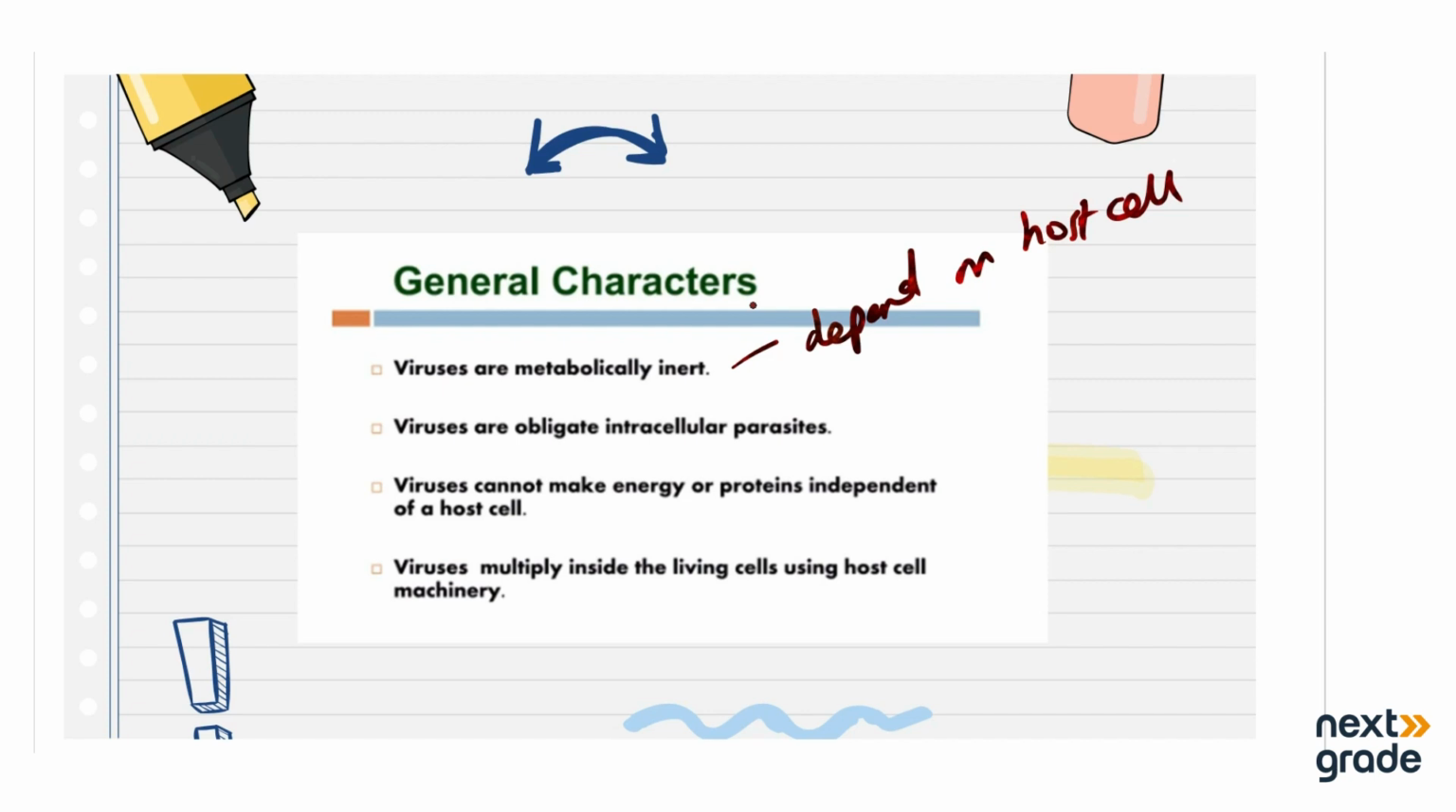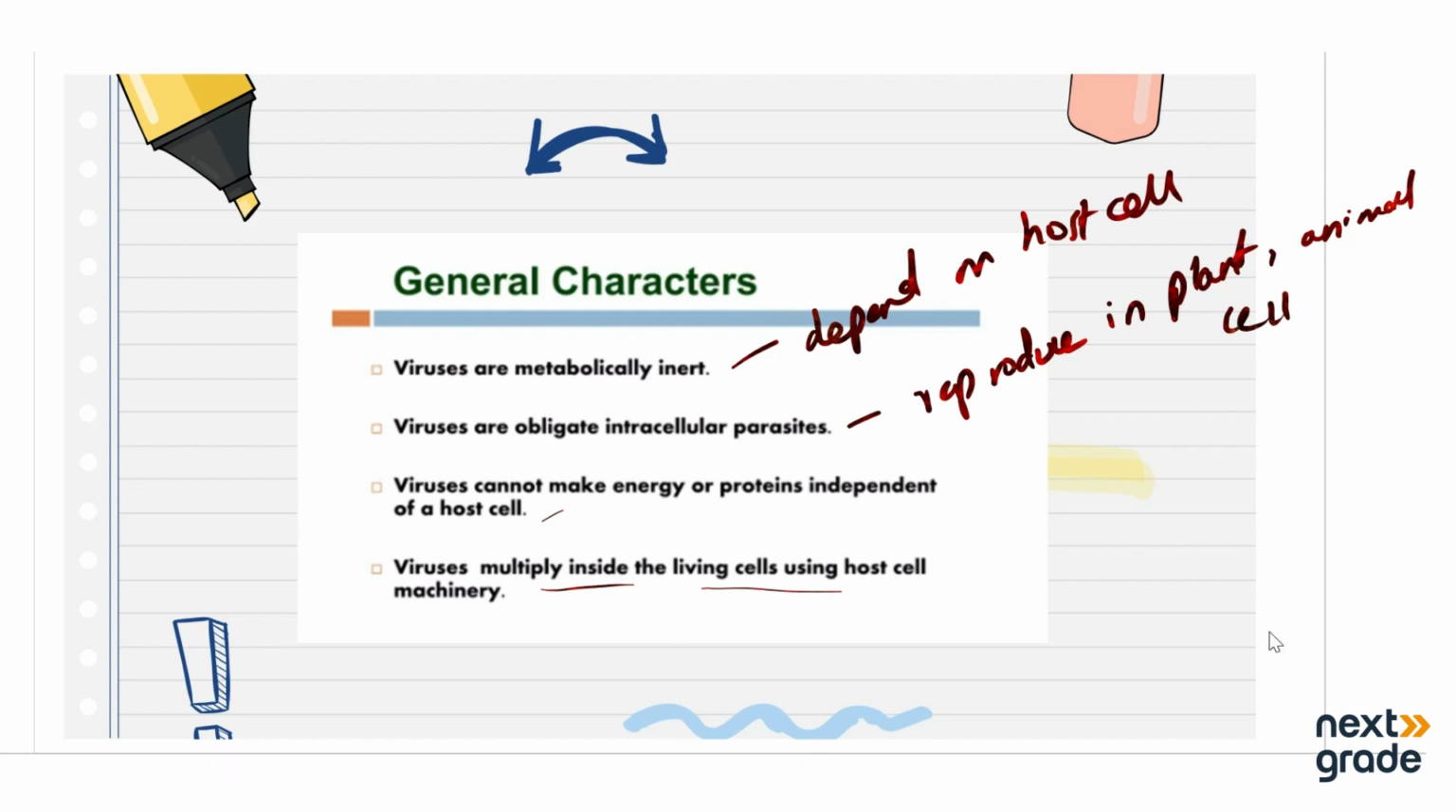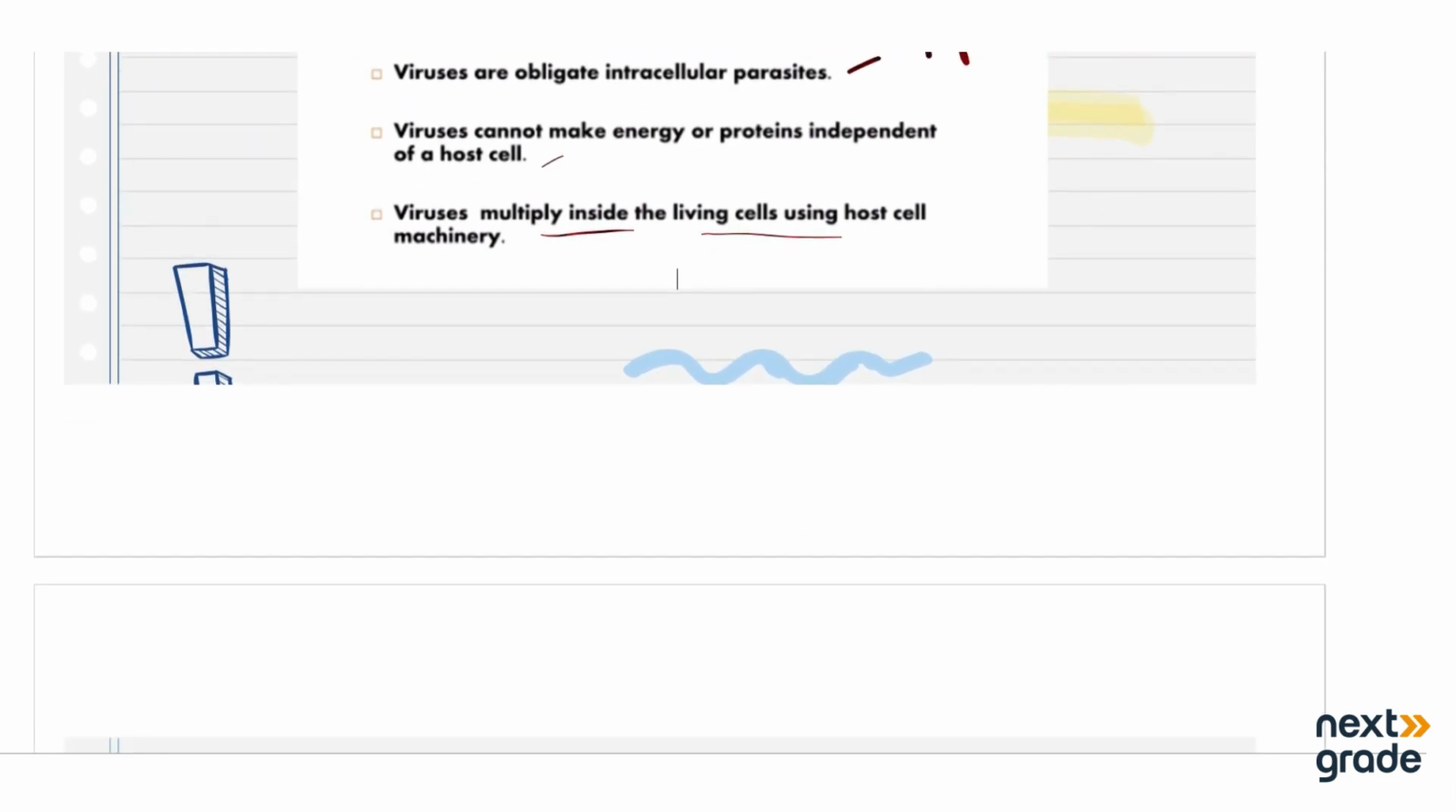Viruses are obligate intracellular parasites. Why? Because they can reproduce in plants, animal cells, right? Or in microorganisms where they reproduce by replication. Thus, they are obligate intracellular parasites. They cannot make energy or protein independent of a host cell, and they multiply inside the living cell using the host cell machinery, right? So, these are some of the general characteristics of all viruses.